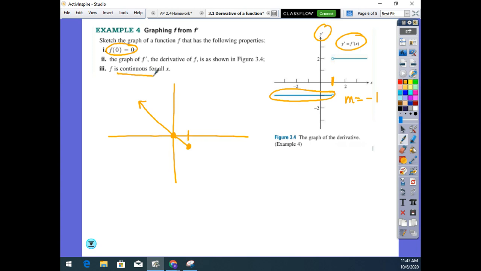The next part that's important, f is continuous. So I'm going to use this point to start to go to the right. Well, what is my slope as x is greater than 1? Because all y values are 2, this part's telling me the slope is 2 on the right side. So I'm going to go up 2 over 1, creating a continuous graph with slope 2.